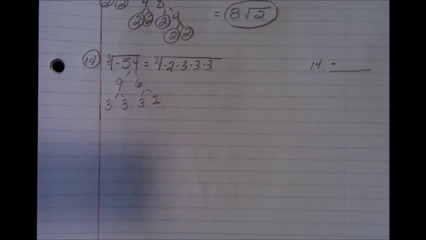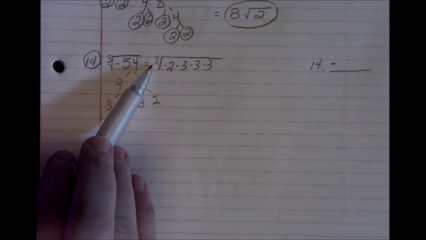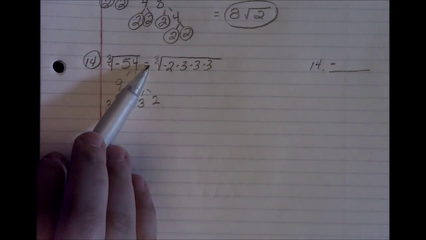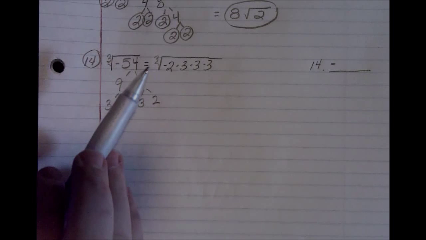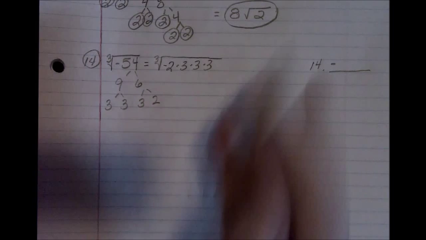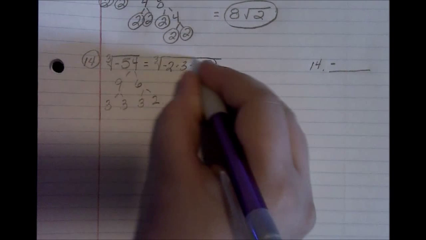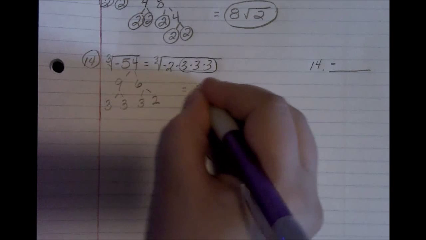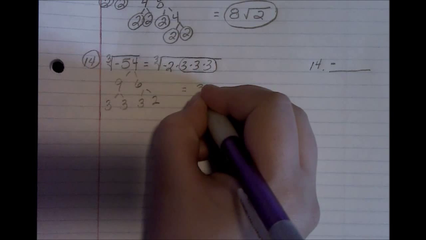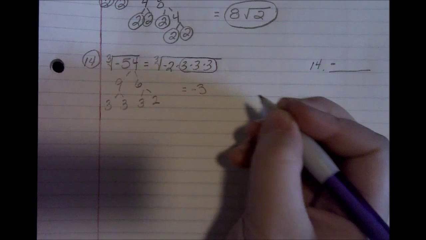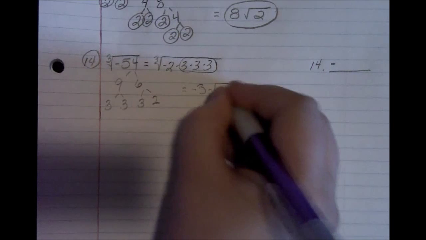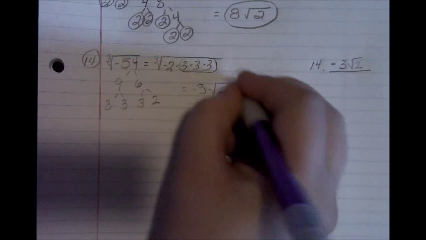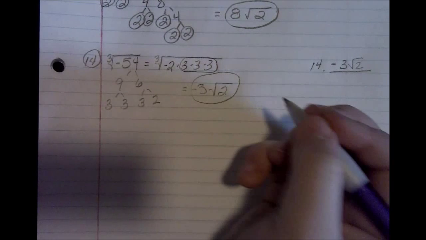So this index right here is no longer blank as it was in the earlier problems. So that 3 means we need 3 of a number to release it from the radical. So I can pull this set of 3's out as just 1 3. Remember, a negative comes out and you're left with the square root of 2. So negative 3 square roots of 2 is my answer.